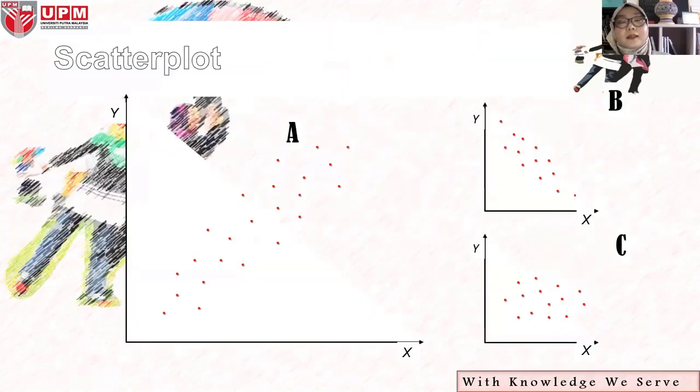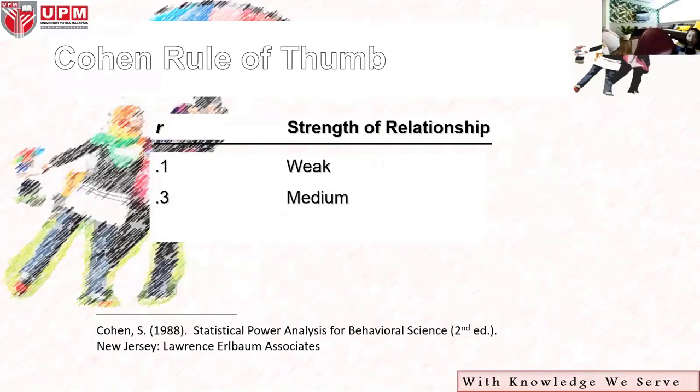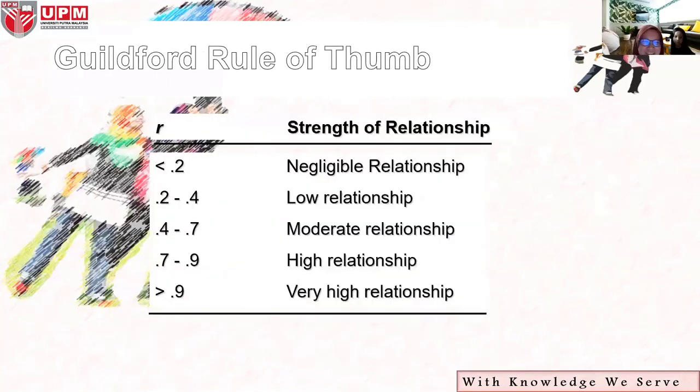Back to Guilford rule of thumb. For 0.2 to 0.4, and the one below is 0.4, so which one do we choose if we get 0.4? If it is 0.4 and above, it is referring to moderate. So this one is basically 0.2 to less than 0.4. So if it is 0.4 and above, 0.4 to 0.6 something, 0.699 for example, then it is moderate.